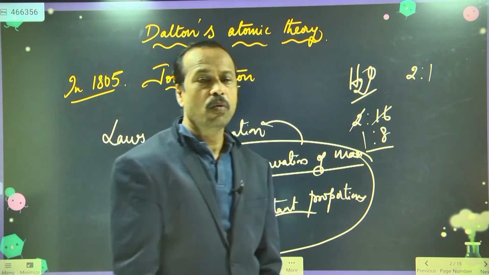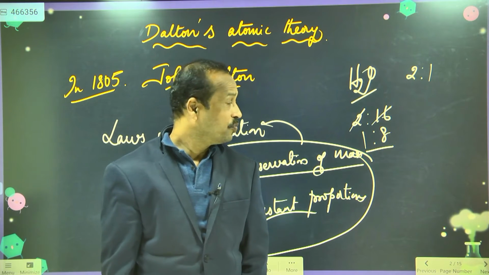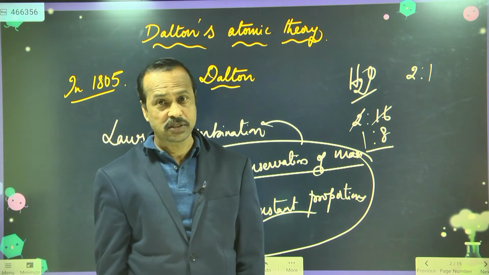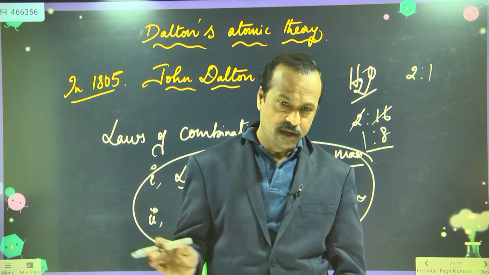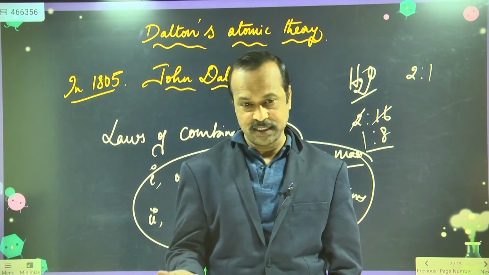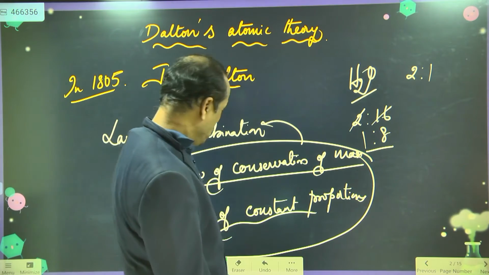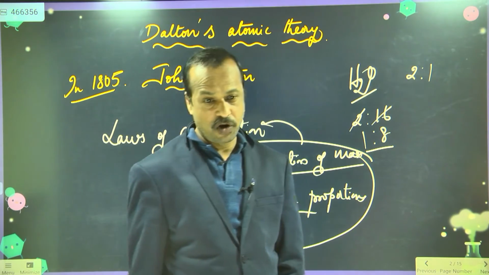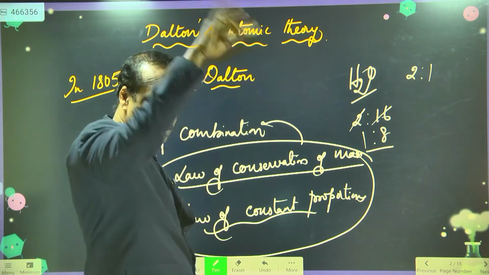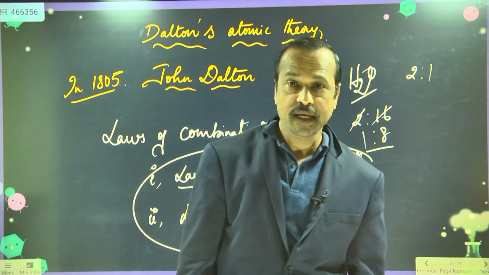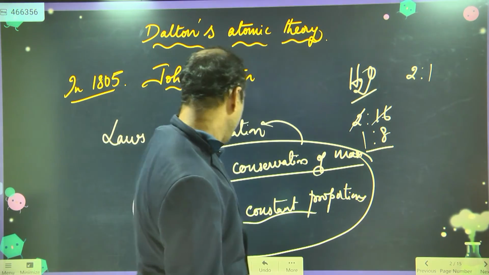Whatever the source may be, whatever the method you prepare it by, to form water, hydrogen and oxygen are combined in a fixed ratio of atoms or mass, anything. So this is called the law of constant proportion. These are called the laws of combination, and from these laws of combination and the old theory, by taking all this into consideration, Dalton proposed his atomic theory.